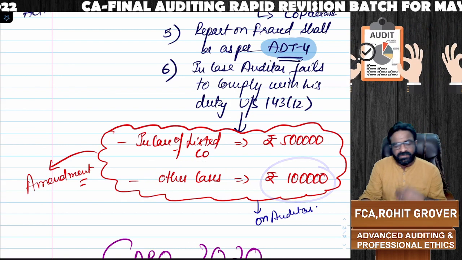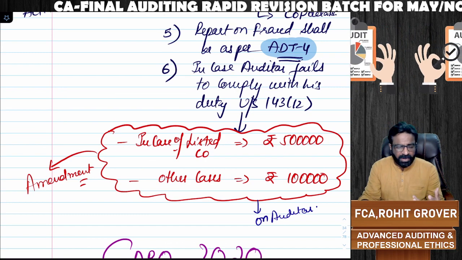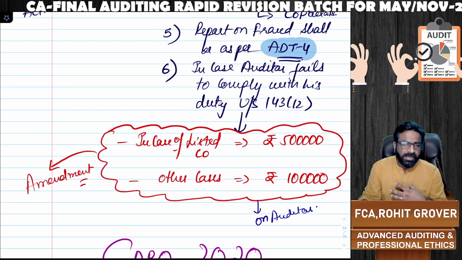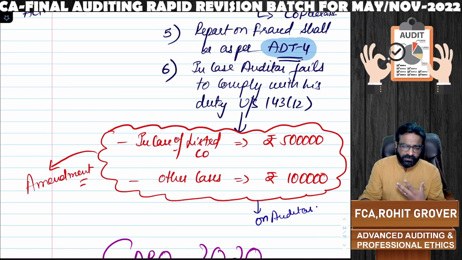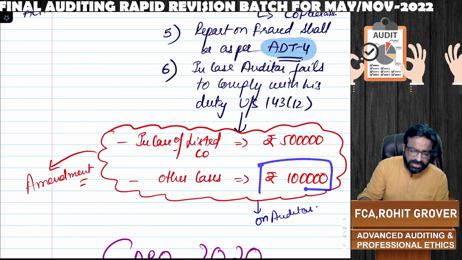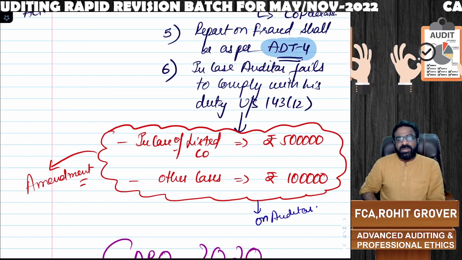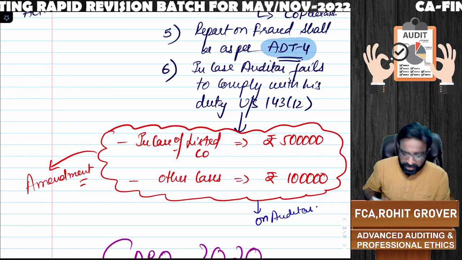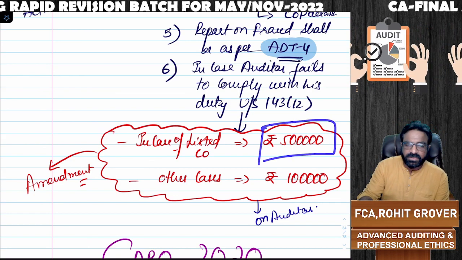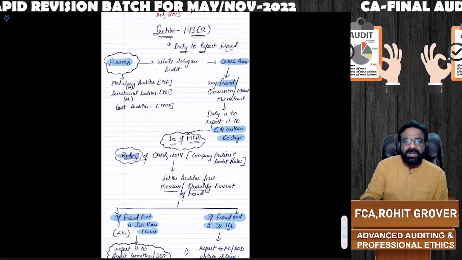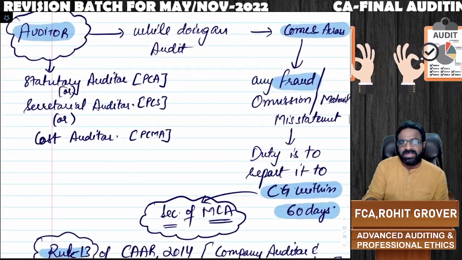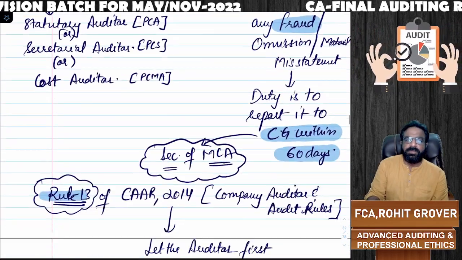It means in case of an unlisted company, public company, unlisted private company, unlisted public company, in such kinds of companies, if you detect a fraud and you fail to report, your liability is rupees 1 lakh. It means you are liable to a fine of rupees 1 lakh. But if it was a listed company, then your penalty is going to be 50,000. So that brings an end to our section 143 subsection 12, duty to report a fraud.